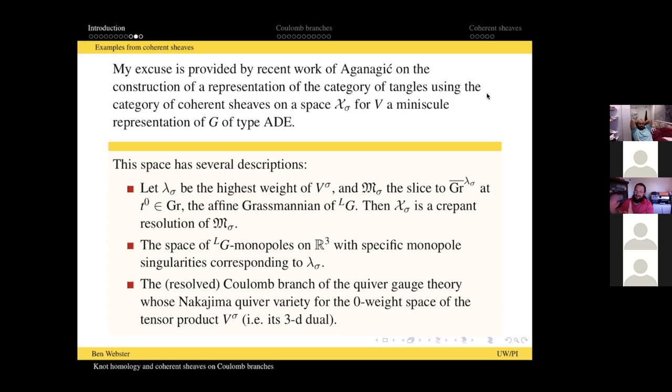So I'll say a little bit about what Coulomb branches are, but the point is they're interesting algebraic varieties which you construct out of the data of a representation of a reductive group. And here I take the reductive group and representation that Nakajima uses to construct the Nakajima quiver variety.